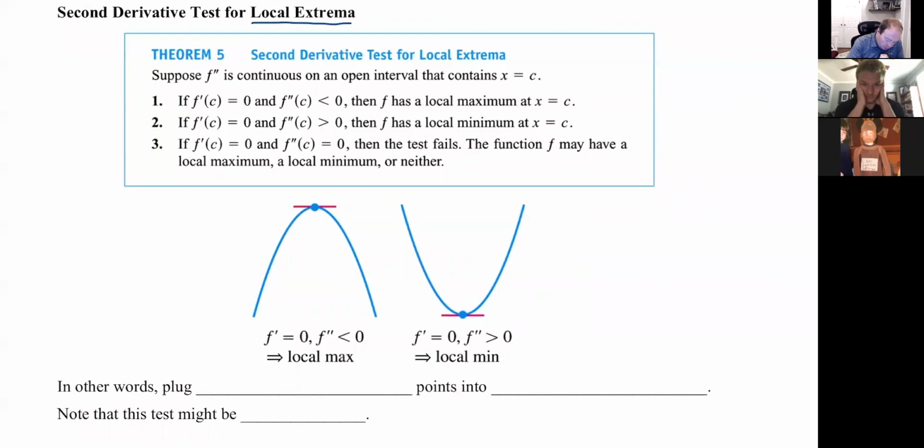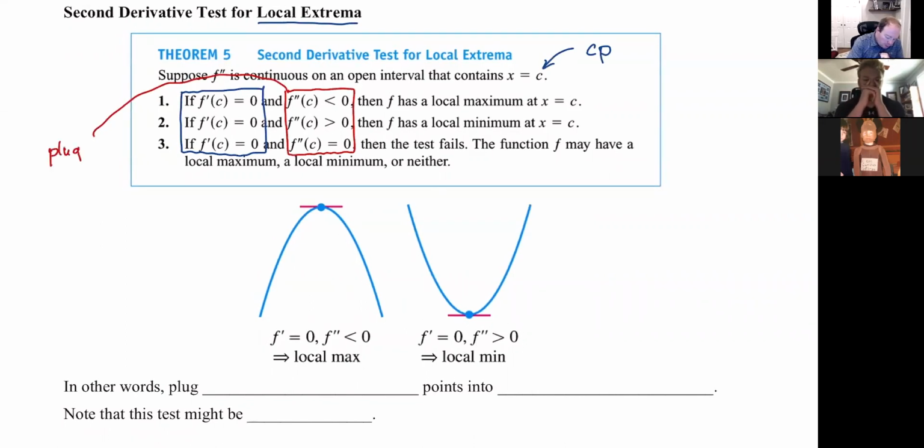Well, you can see over here, we're using it with the first derivative, and it's where the first derivative is equal to 0. So what we're going to do here is find the critical points. So c is just a critical point. What we're going to do with the critical point is plug it into the second derivative. So this step is saying we're going to plug the CP into the second derivative. What will that tell us? That'll tell us one of three things.